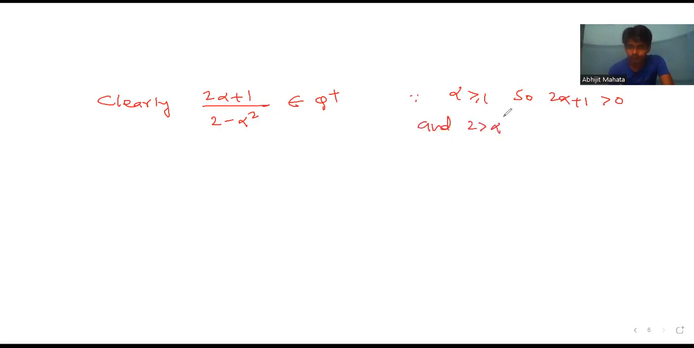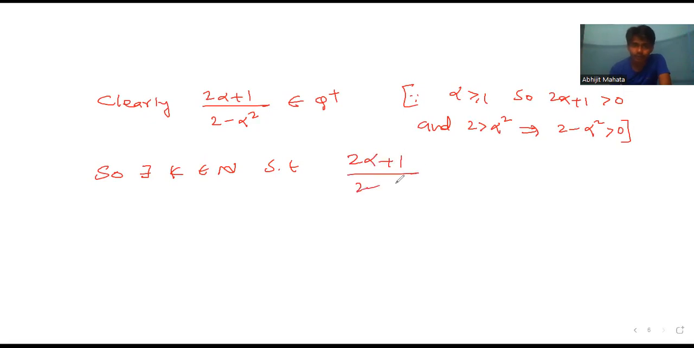2 is greater than alpha square by our assumption. So this implies 2 minus alpha square is also positive. The ratio of two positive numbers is also positive, so this is a positive rational number. So there exists a natural number k, of course we can guarantee such a k exists, such that (2 alpha plus 1) by (2 minus alpha square) is less than k. So now we can write 1 by k is less than (2 minus alpha square) divided by (2 alpha plus 1).